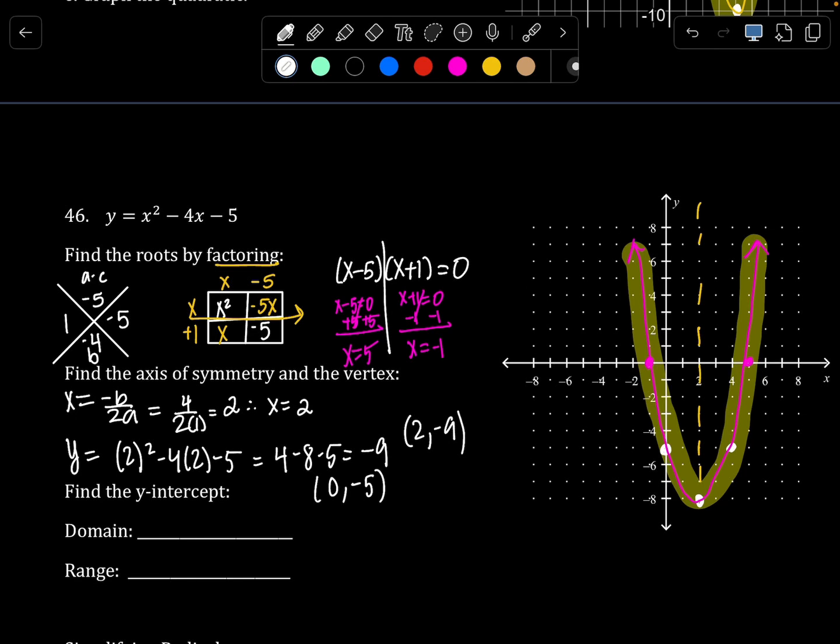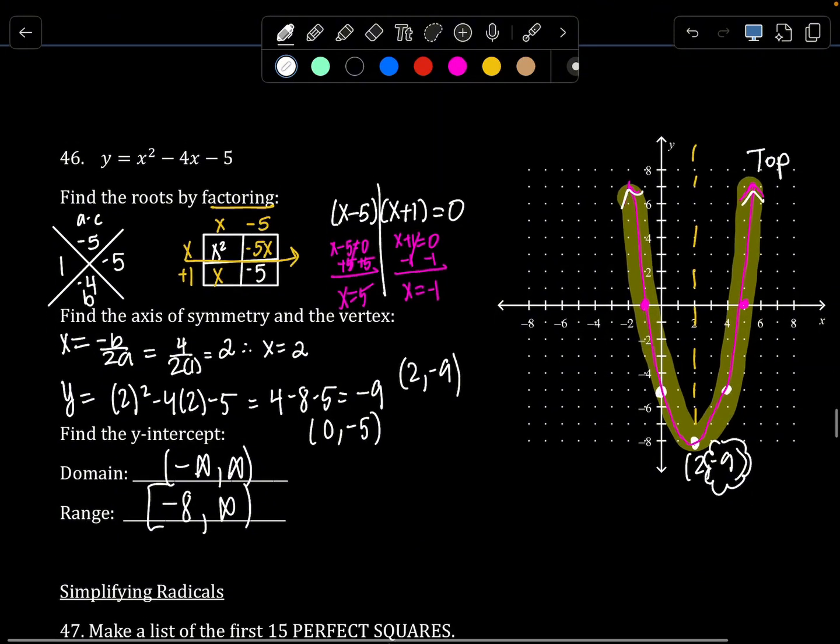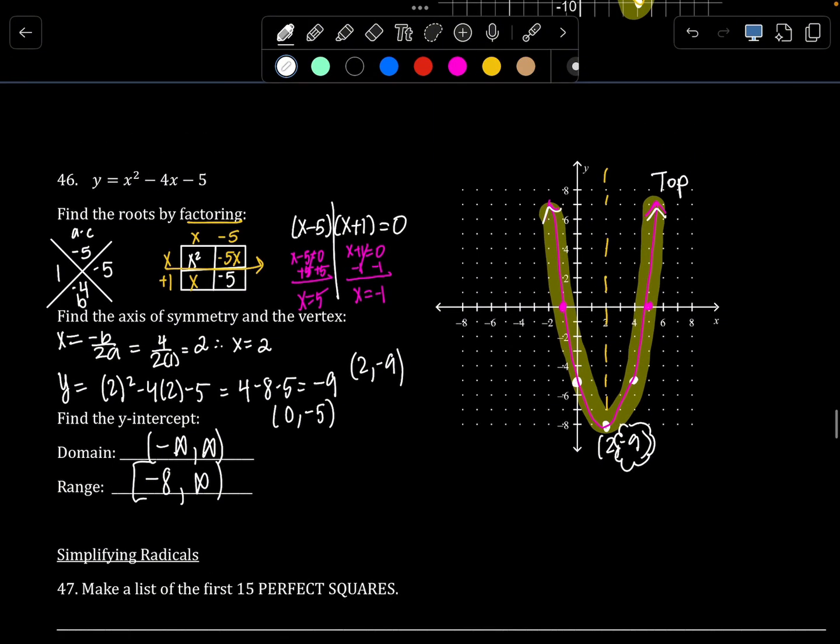And the domain is, you read it from left to right. Always -infinity to infinity for a parabola. And what's the range? You read it from the bottom, -9, bracket, to the top. And it's pointing forever to the top. I always look at the y value, if that makes more sense. So I always like to label my vertex. This is 2, -9. And then I always look at my y. I kind of put a little cloud over it. Okay. That's it for problem 46.